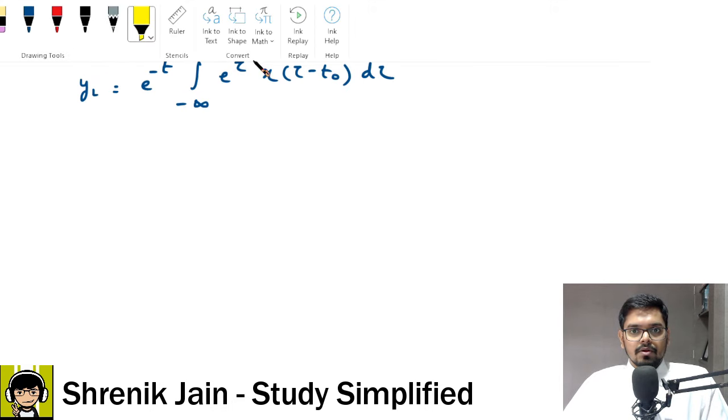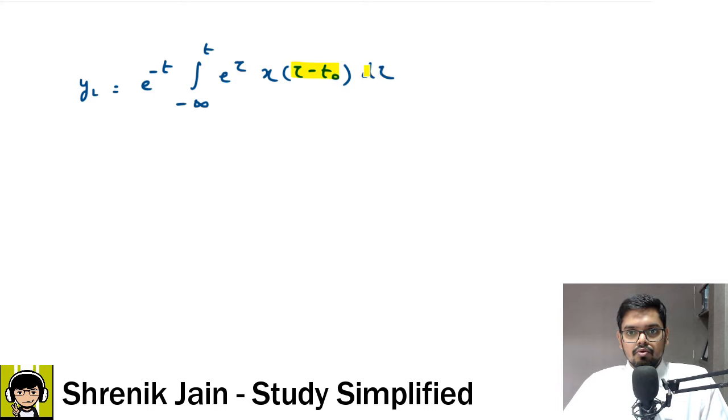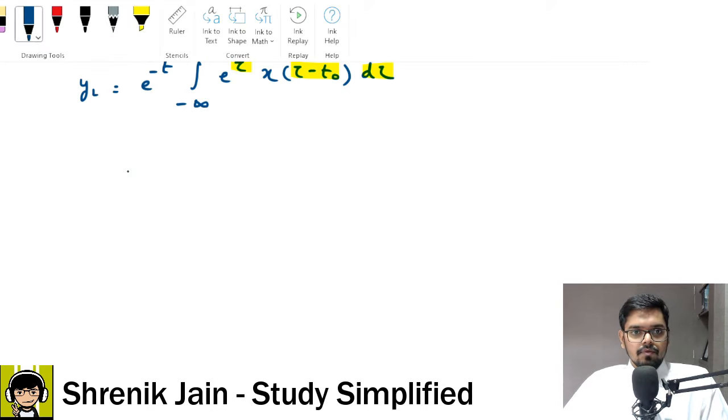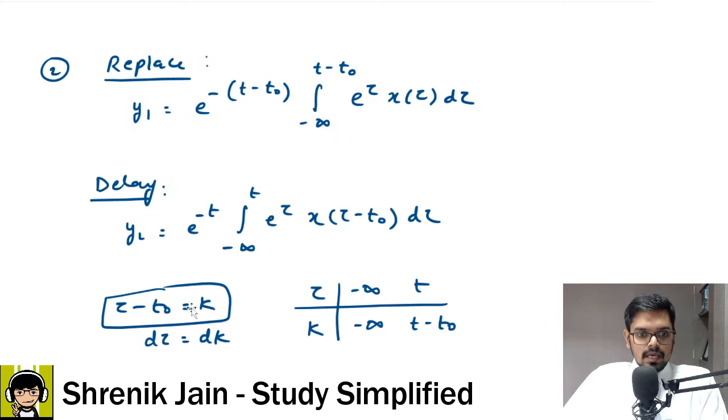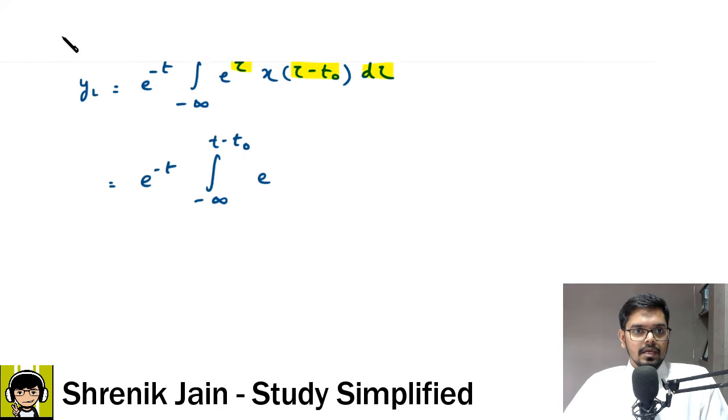First of all, wherever tau is there, those would be changed, and also the integration limits would be changed, right? Therefore, I can say e to the power minus t is unchanged, and the limits are changed because k is going from minus infinity to t minus t naught, right? Then what is e to the power tau? If t minus t naught is k, then tau is k plus t naught. So k plus t naught. This is what things are looking like.